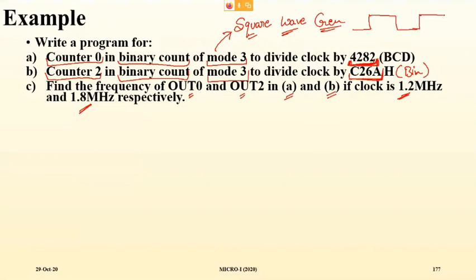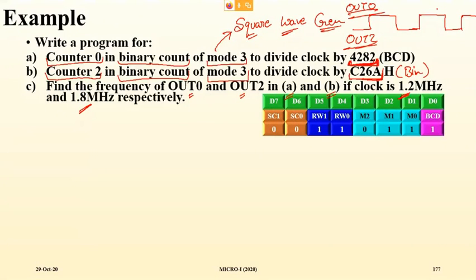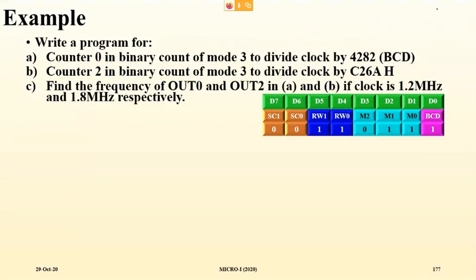So now the question is, you have to find the frequency of this particular wave from out 0, and from out 2. They will be generating two different waveforms, and we have to find the frequency. First of all, we must have the control word for these two things, because we have to write a complete program.